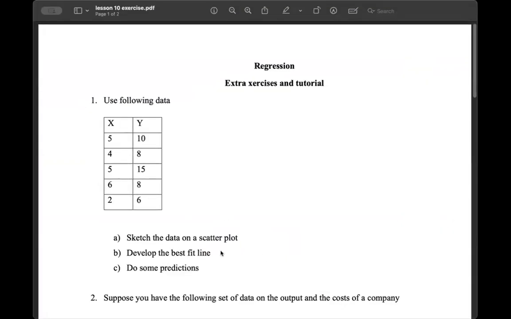Okay. Sketch the data on a scatter plot, develop the best fit line, and do some predictions. Can you first sketch this and draw a best fit line? Okay.